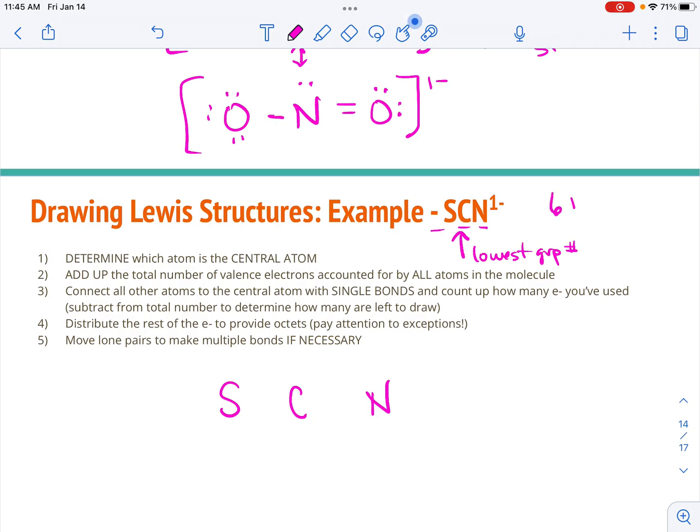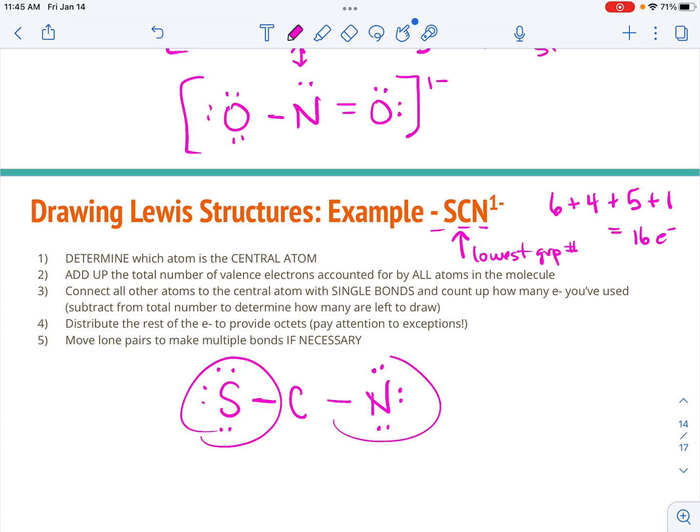I'm going to add up my electrons, 6 for sulfur, 4 for carbon, 5 for nitrogen, 1 more for the negative charge. That gives me 16 electrons to draw. I'm starting with single bonds. You can see the pattern is always the same. 2, 4, add them to the terminal atoms, 6, 8, 10, 12, 14, 16. I'm done drawing electrons. Sulfur and nitrogen are both okay with octets, but carbon is not.